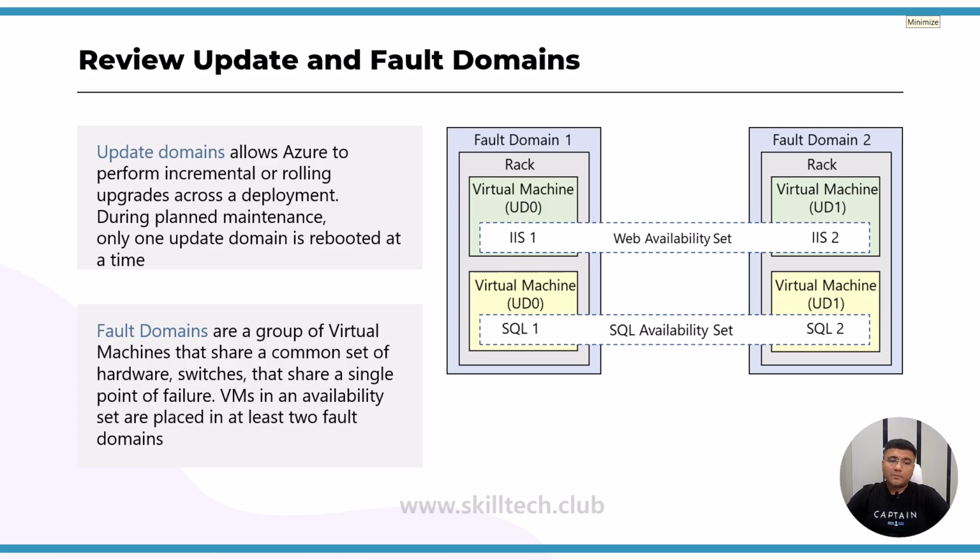Same thing in the fault domain. Azure is going to make sure that your virtual machines are distributed across multiple fault domains, and every fault domain has a set of hardware switches that share a single point of failure, and a separate fault domain has separate hardware switches. So basically, if a network failure or hardware failure happens, or even a power failure, both fault domains will not get affected by the same issue. And that is how at least some of your virtual machines will be up and running.